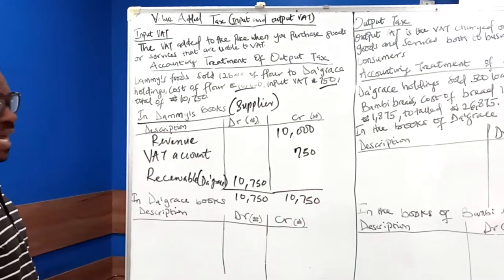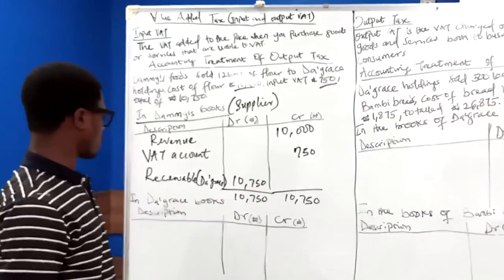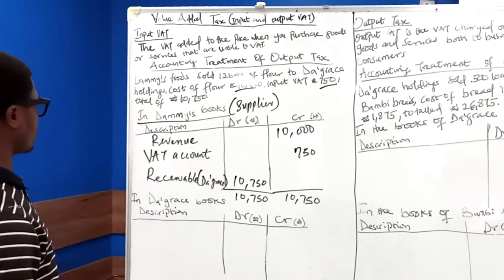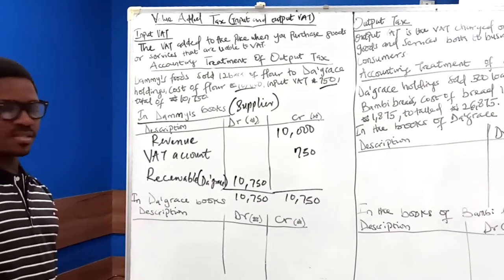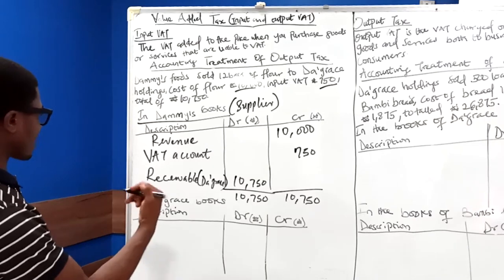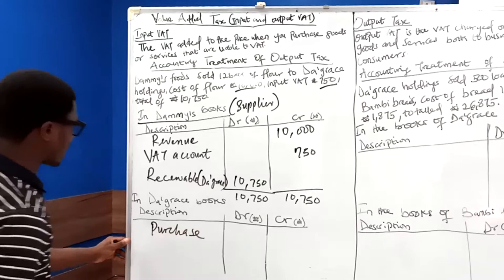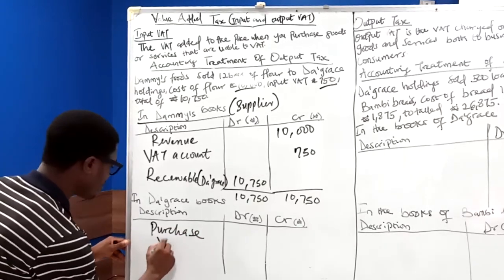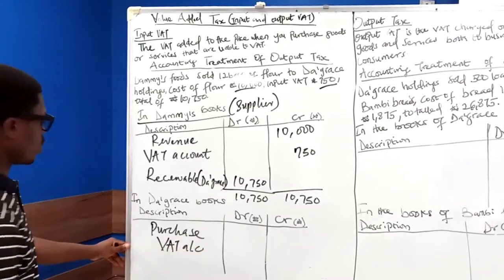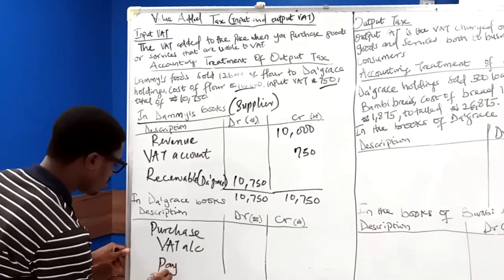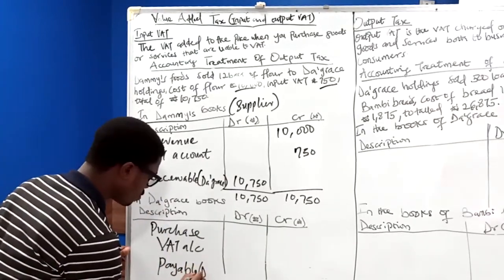Just so that we are clear on what the treatment will be in the book of Dagwes Holding. In the book of Dagwes Holding, it is purchases. So what do we do? Dagwes Holding has purchased. We have the purchase account, we have the VAT account, we also have the payable account. Who is our payable? Dami's Food.